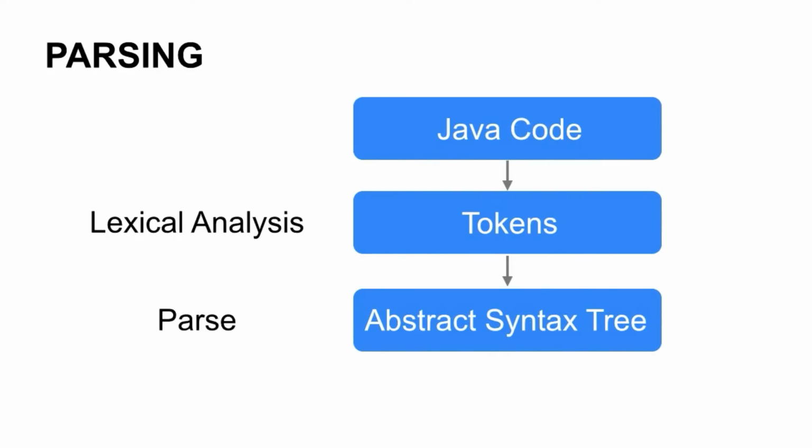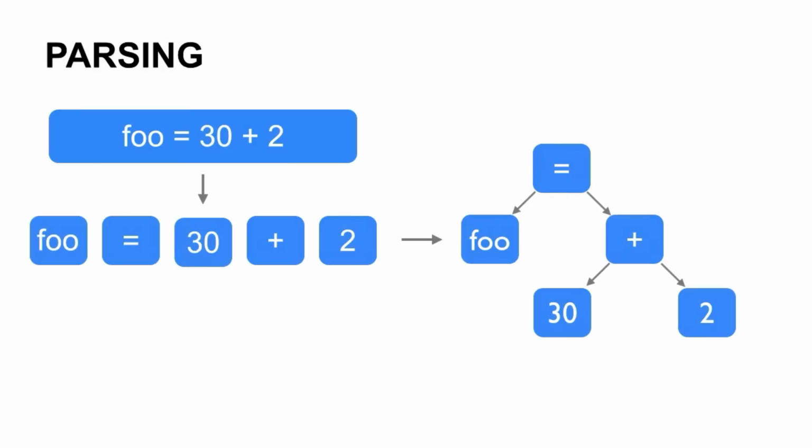First step is to take the Java code and, through a process called lexical analysis, turn it into what are called tokens. And then the actual parsing phase is to turn those tokens into what's called an abstract syntax tree, or what compiler people would call an AST. That may all sound a bit abstract, but you've probably actually done this even if you've never taken a compiler course. Essentially, parsing is just sentence diagramming.